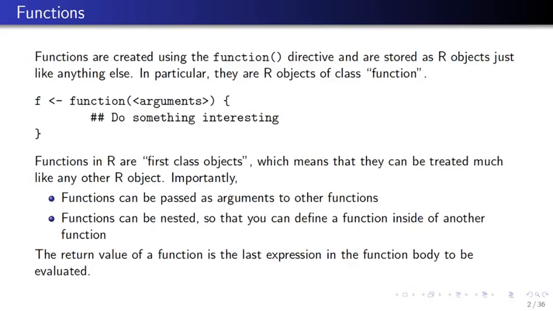One nice thing about R is that functions are considered what are called first-class objects. So you can treat a function just like you can treat pretty much any other R object. Importantly, this means that you can pass functions as arguments to other functions. This is actually a very useful feature in statistics. Also, functions can be nested, so you can define a function inside of another function. We'll see what the implications of this are when we talk about lexical scoping. The return value of a function is simply the very last R expression in the function body to be evaluated. So there's no special expression for returning something from a function, although there is a function called return, which we'll talk about in a second.